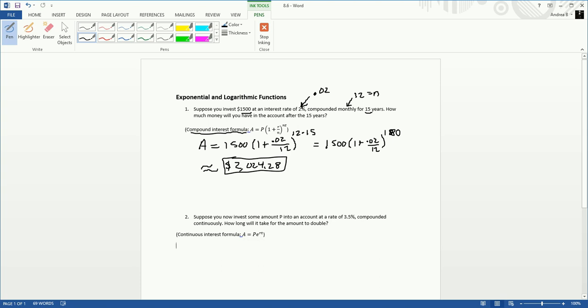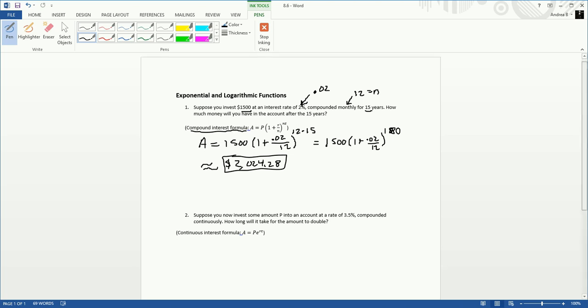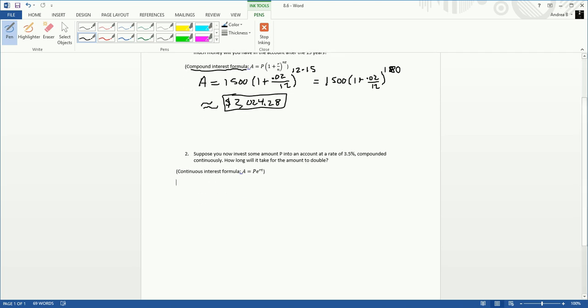And make sure, don't round your answer until that very last step. Otherwise your answer is going to be different. So make sure to round at the very last step. So if you need to do extra steps in there, make sure to write out all the digits until the very end.